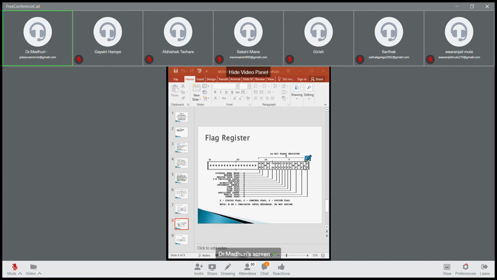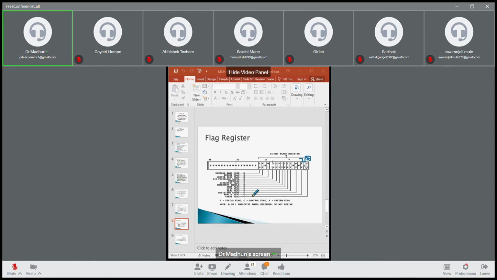Now the next bit, that is bit 2, the second position, is the parity flag. Now when will this parity flag be set? This flag will be set by most instructions if the least significant 8 bits of the destination operand contain an even number of 1 bits. That means this flag is set when there is even parity.